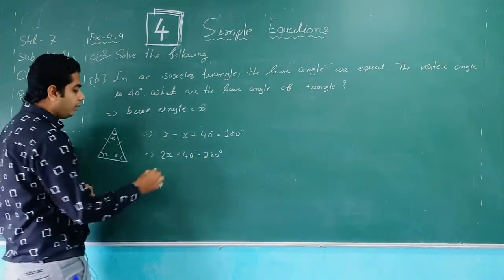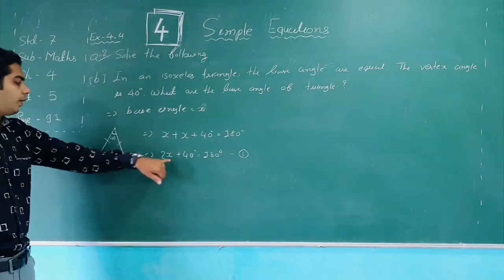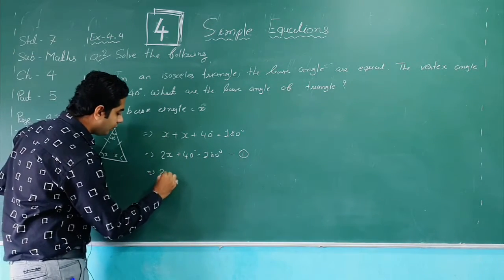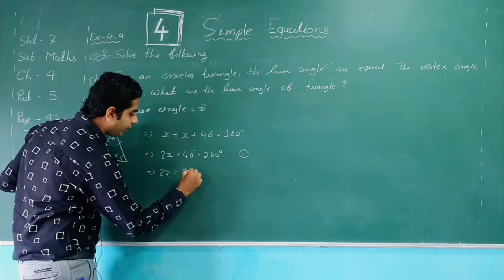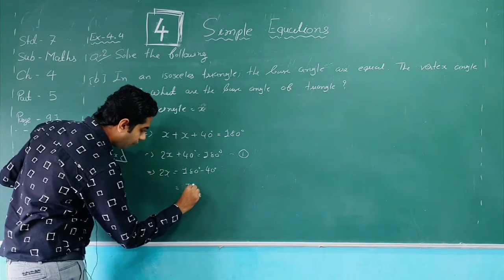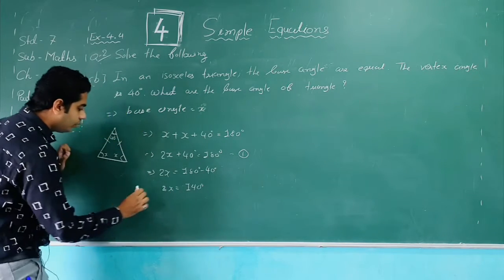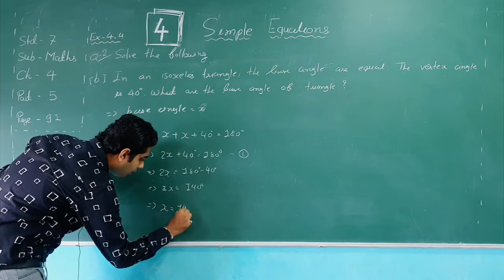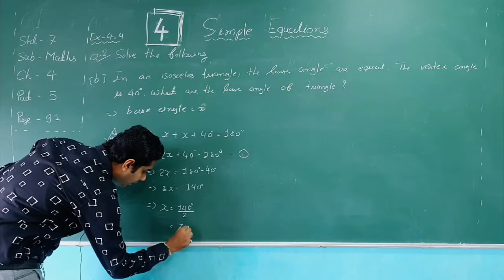Now we have set up our equation. Now what do we have to find out? We have to find the value of the variable. So again use the transposing method: 2x stays on one side and 40 goes to the right side. So 180 degrees minus 40 degrees is 140 degrees. 2x is equal to 140, so x is equal to 140 degrees divided by 2, which is 70 degrees.